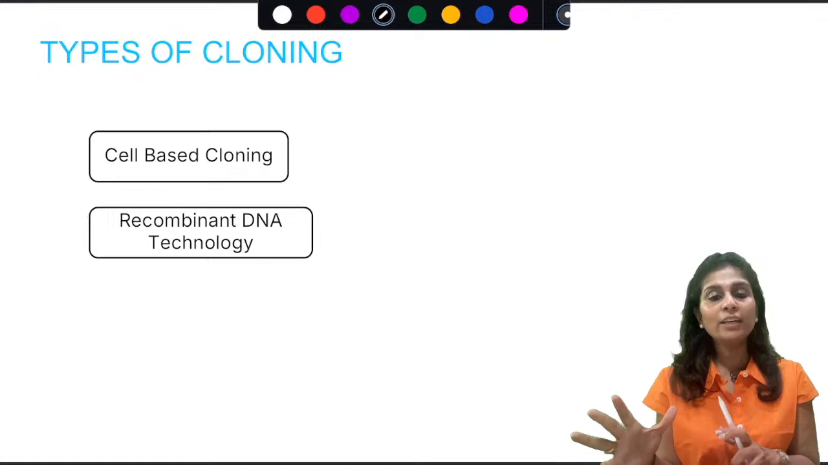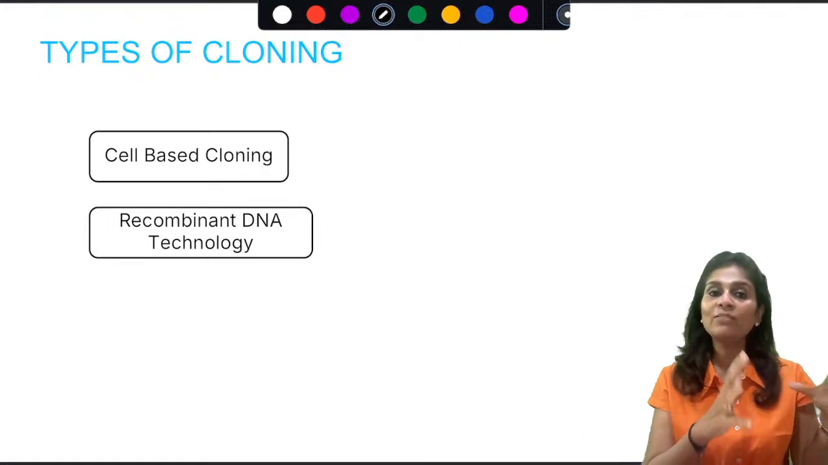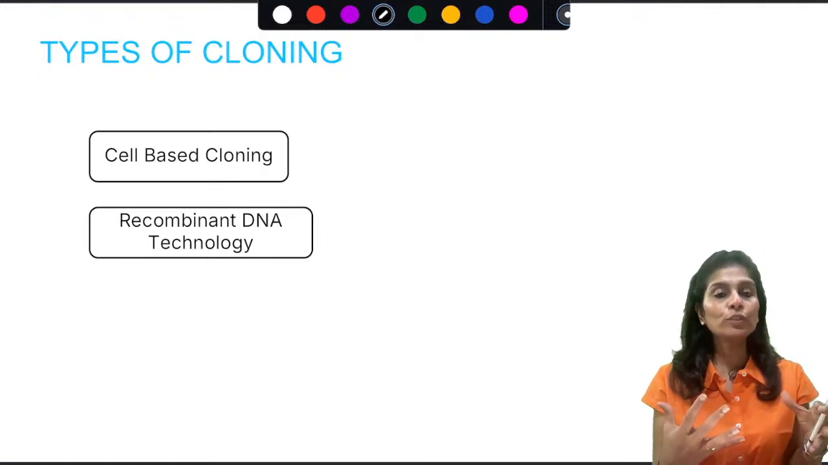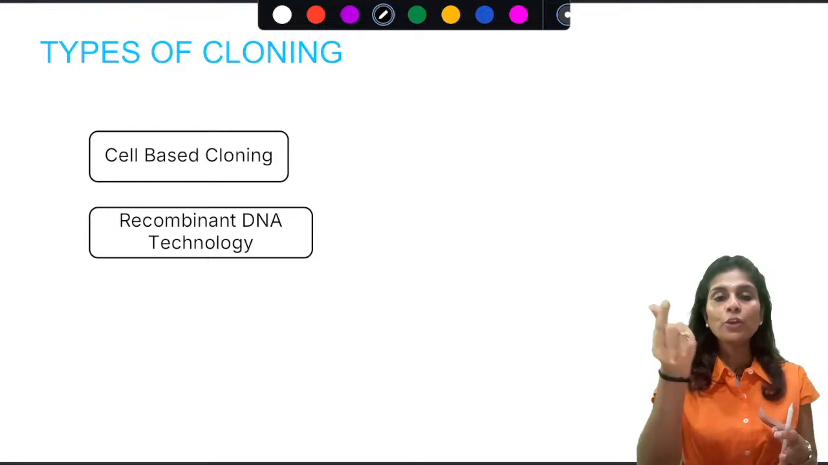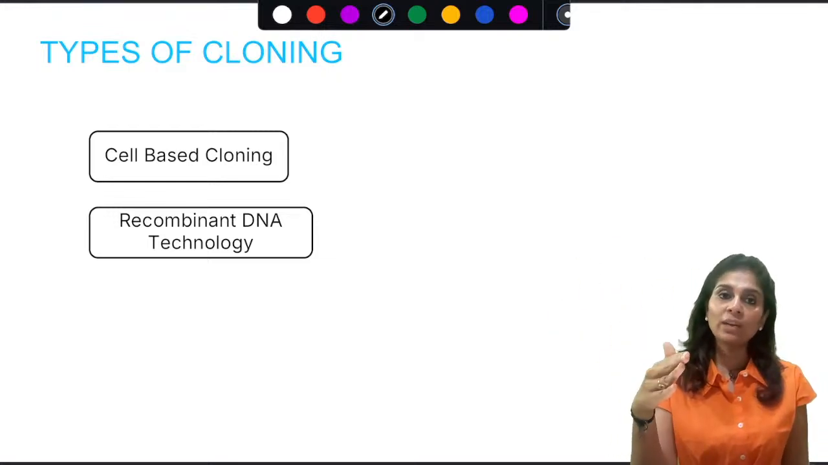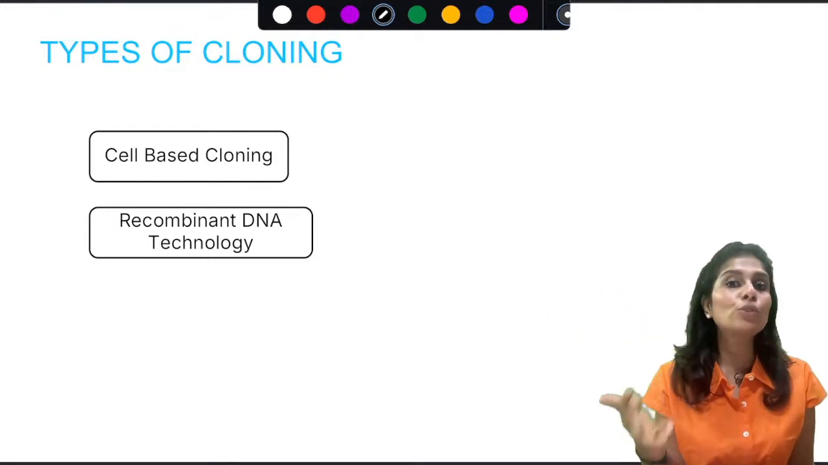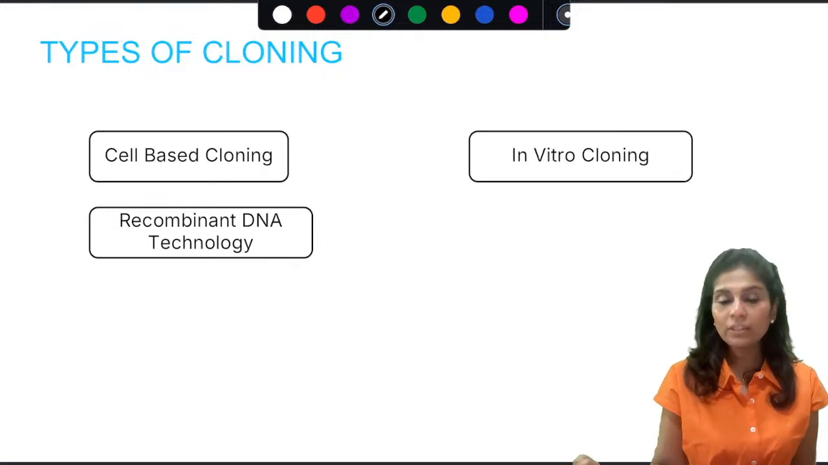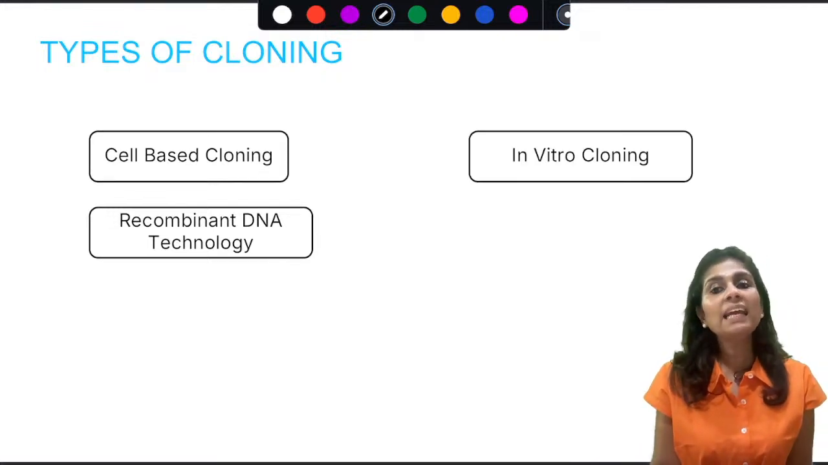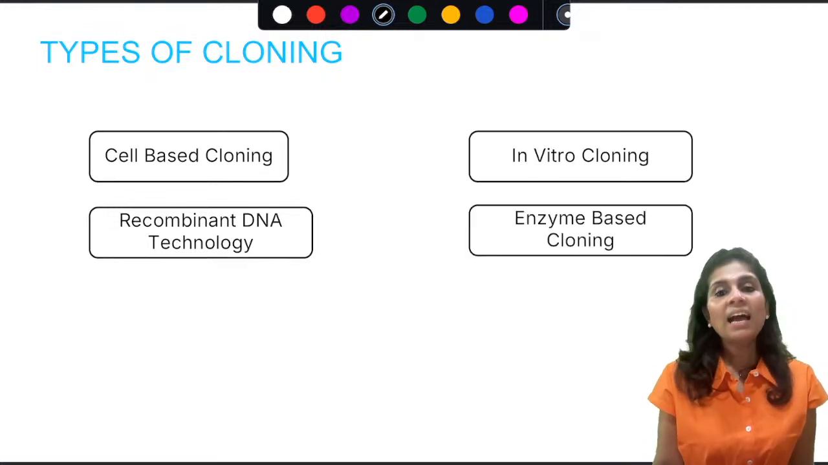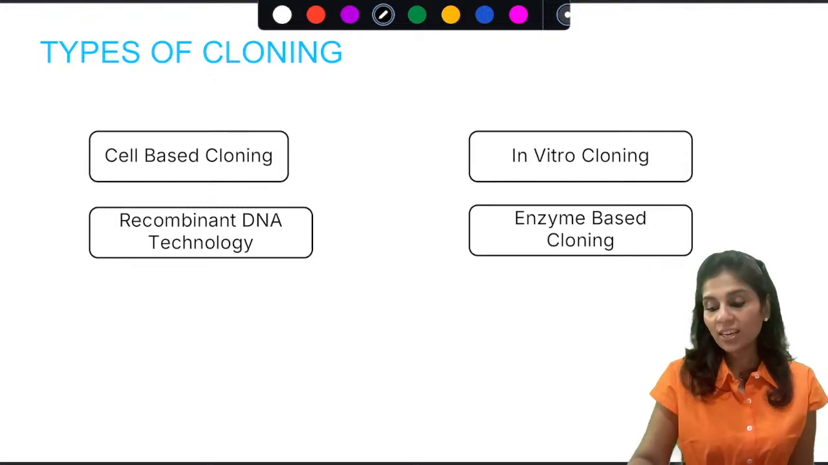On the other hand, if you don't want to meddle with a whole living cell, what you can do is take a small test tube, add all the requirements of cloning, and if cloning happens in vitro, that is called in vitro cloning, which is nothing but enzyme-based cloning, and that is polymerase chain reaction.